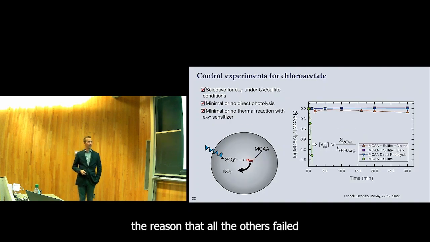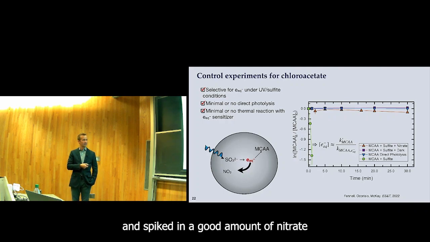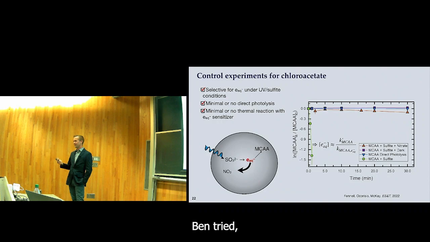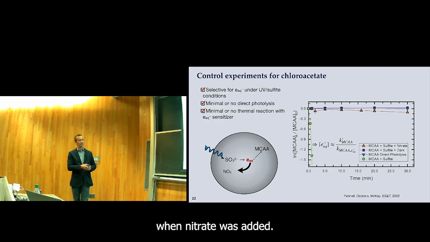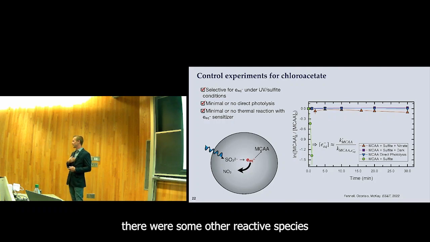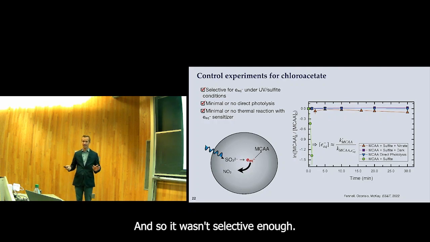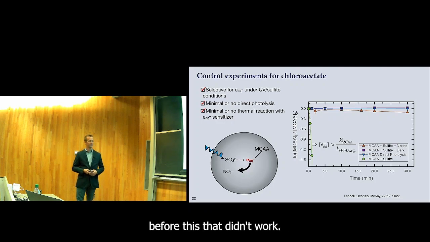And the reason that all the others failed is that they failed our selectivity tests, particularly where we took MCAA and spiked in a good amount of nitrate. For all the other probes that my student Ben tried, there was still degradation when nitrate was added. And what that told us is there was some other reactive species being generated in the system that was not aqueous electron that was capable of degrading this probe. And so it wasn't selective enough. Ultimately, this is the one that worked, and it's the one that we went with. But there were a lot of ones before this that didn't work.